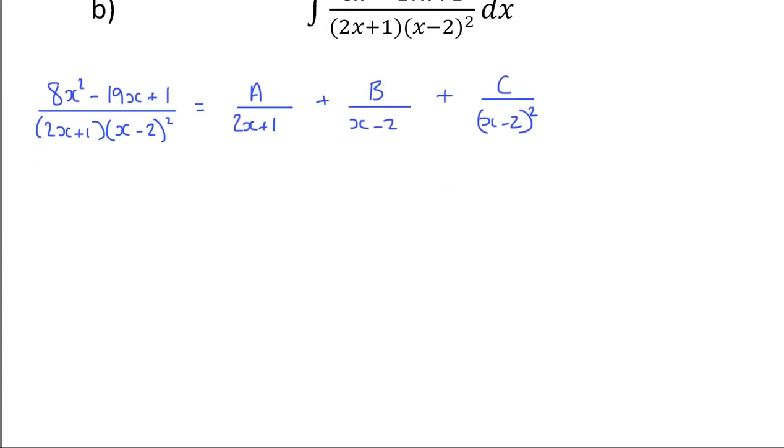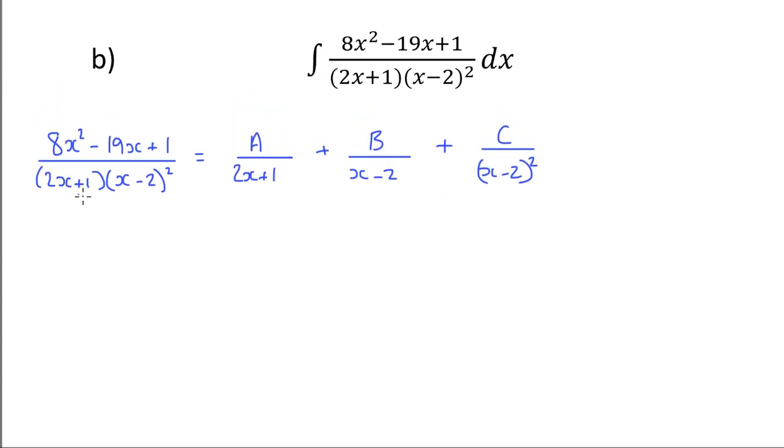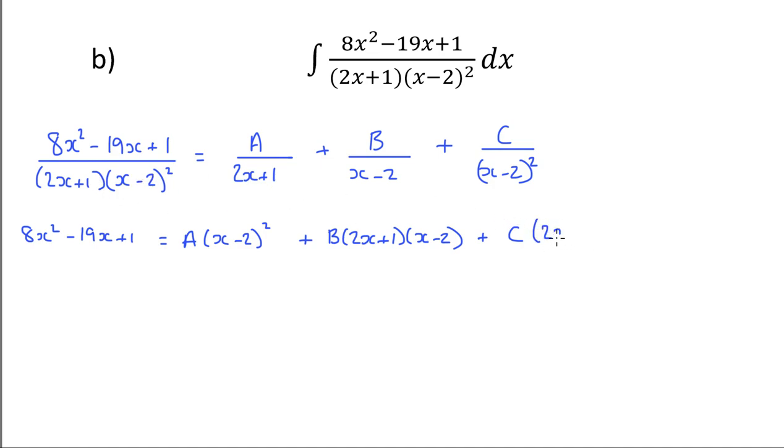So same procedure as before. To start with, we're going to multiply by this denominator. When I multiply by this denominator this time, the 2x plus 1 term will cancel, and for the first term we'll have x minus 2 all squared. When I multiply this by the denominator, one of the x minus 2 terms will cancel, and so we'll have the 2x plus 1 term, and we'll have one lot of x minus 2. And for the c term, the x minus 2 squareds will cancel, and we'll just have 2x plus 1.